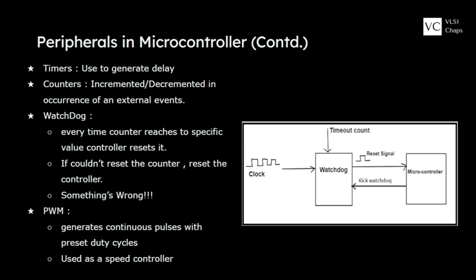Another feature of the microcontroller is pulse width modulation. Here the name itself suggests that we will have various pulses whose width can be modulated, whose width can be changed in real time. So we will be able to generate a continuous pulse with preset duty cycles. So we will have a fixed width of these signals. But as and when required in real time, we will be able to change the width of these signals, and we will be able to change the frequency.